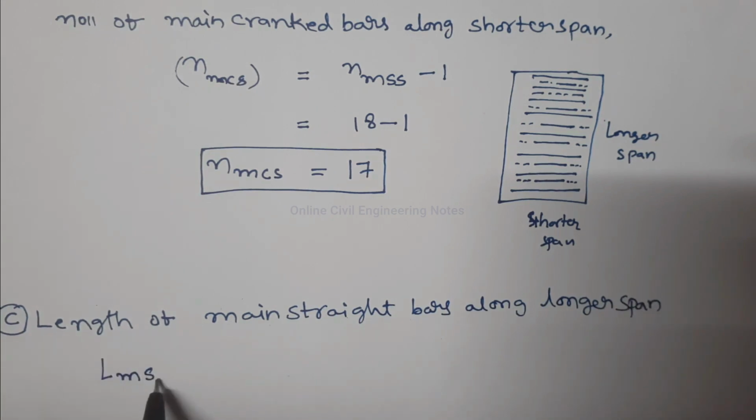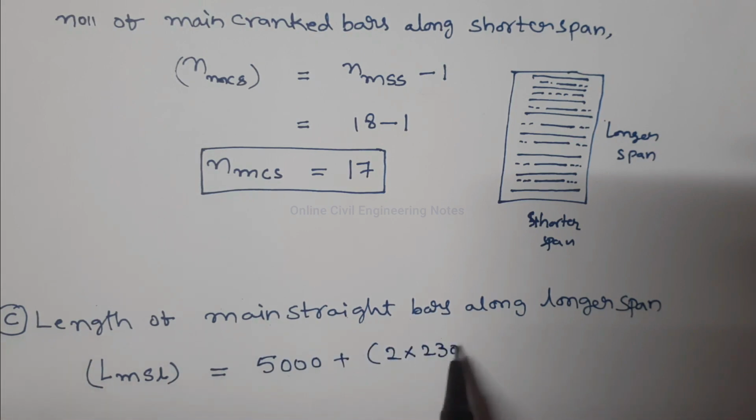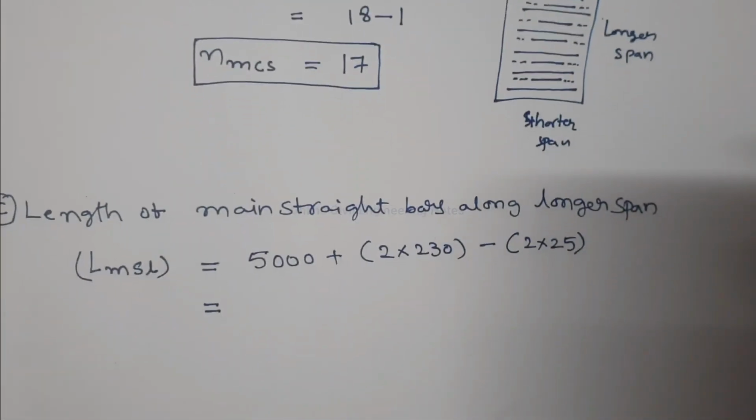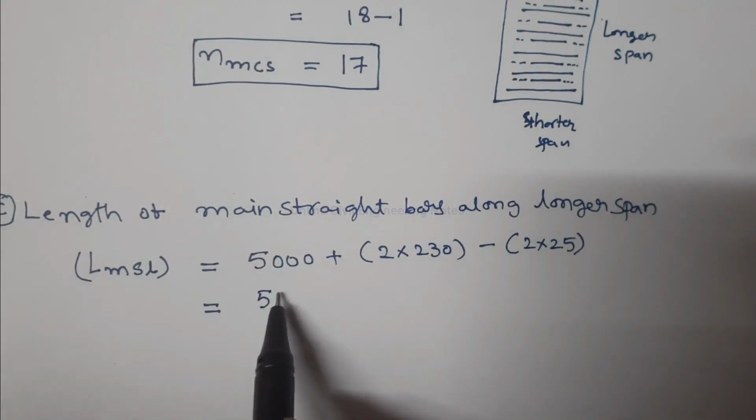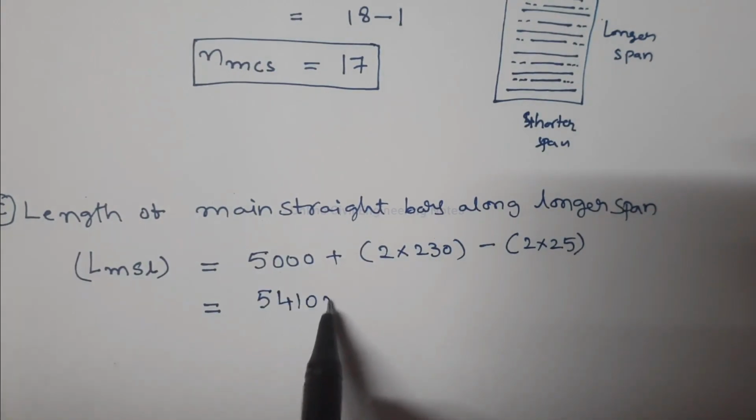Length of main straight bars along longer span, LMSL, is equal to clear span in longer direction plus 2 into bearing minus 2 into end cover in the longer span. Clear span is equal to 5000 plus 2 into bearing 230 minus 2 into end cover 25 mm, which is 5410 mm.